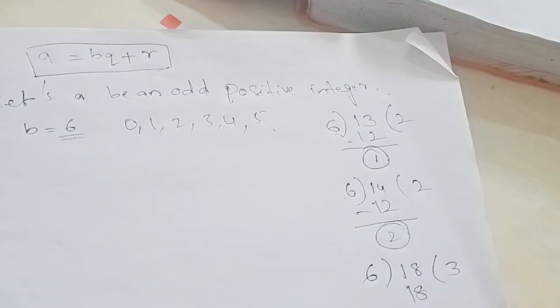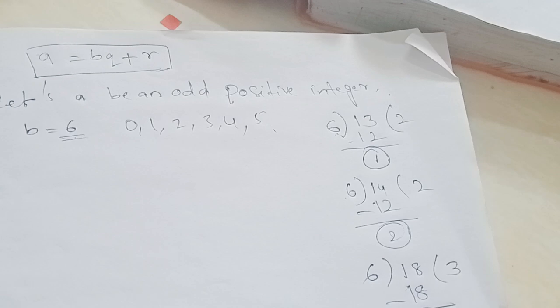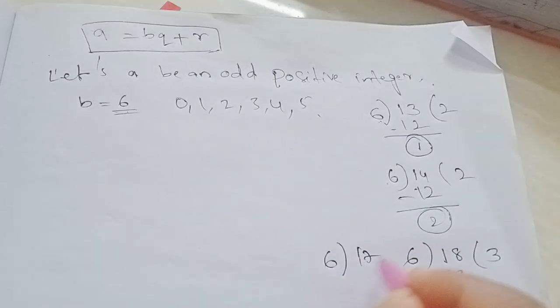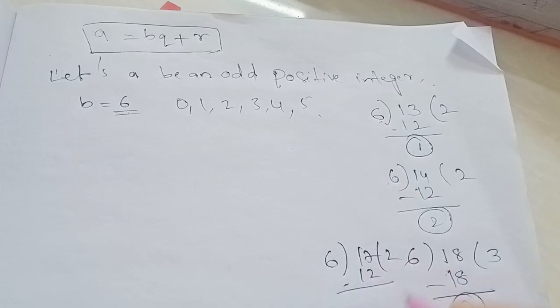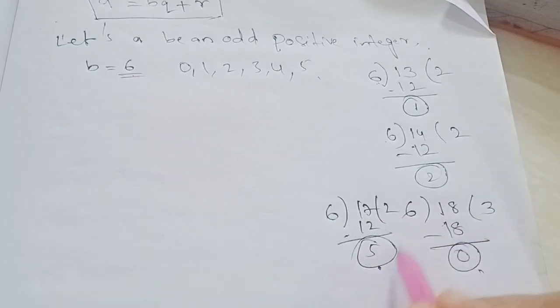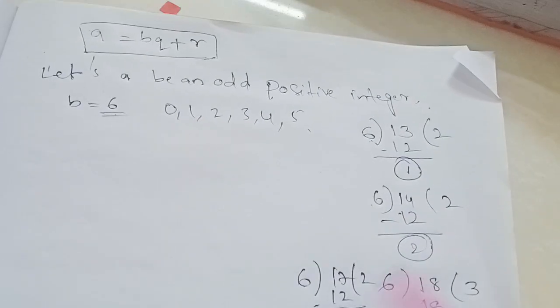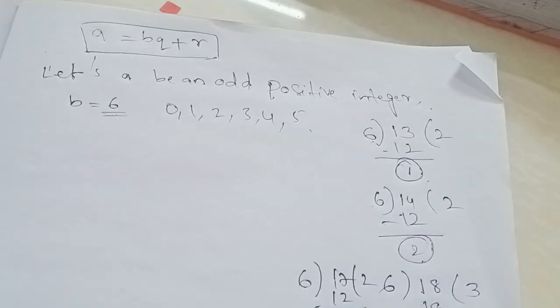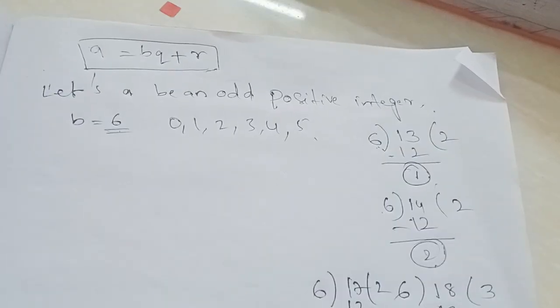6 3s are 18. So 18 minus 18 is 0. 0 is a possible remainder. Again, I will take 17. 6 2s are 12. So 17 minus 12, how much? 5. So this is the remainder. So we can observe that clearly. We can understand that 0, 1, 2 up to 5 are the possible remainders, numbers less than 6. Okay, we all understood.